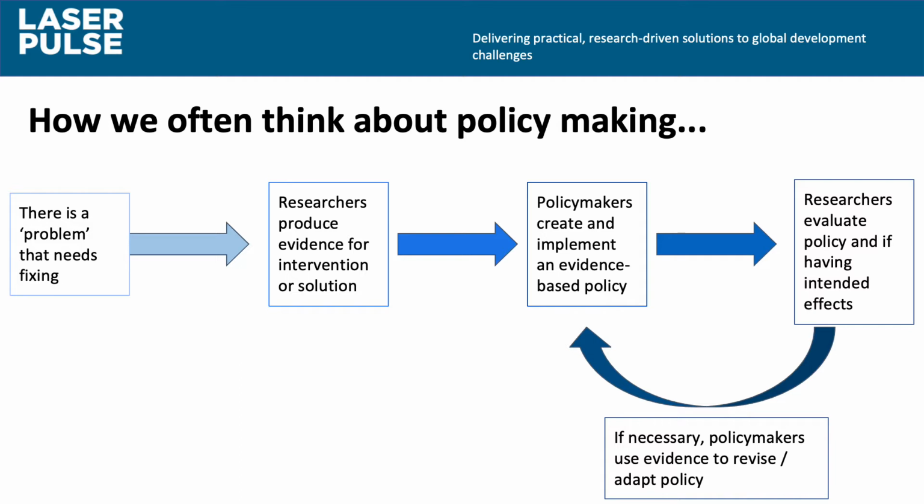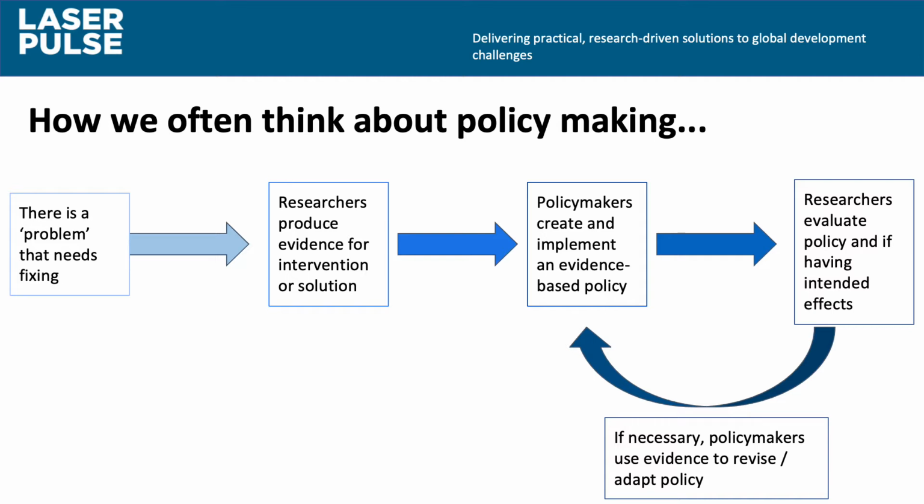The second category of explanations for why the research to policy gap exists is that many people, including many researchers, often have an oversimplified view of the policymaking process. We often think of the policymaking process as being a linear one, where we start with a problem or challenge that could be solved with a new policy or maybe a change to an existing policy. In this simplified model, researchers can play the role of producing evidence for a policy intervention or solution, and then policymakers take that evidence and use it to inform the creation of an evidence-based policy.